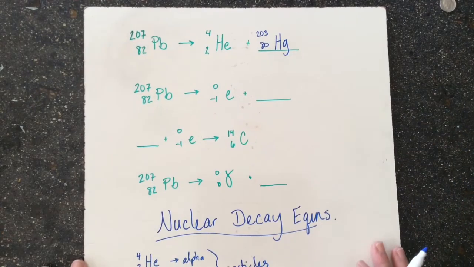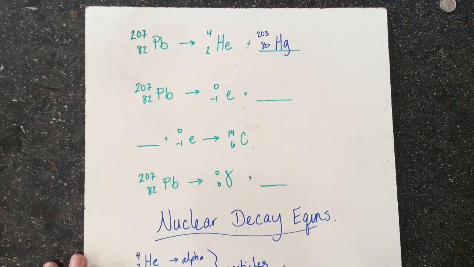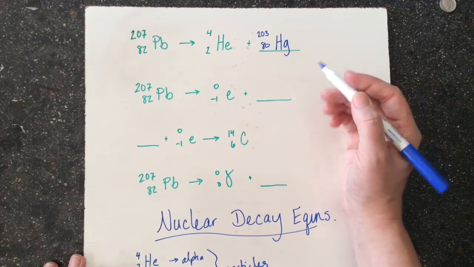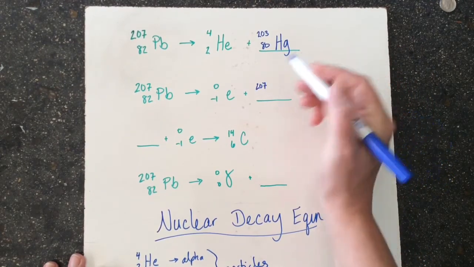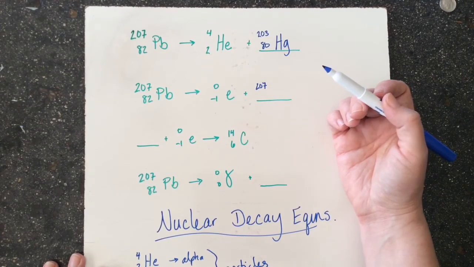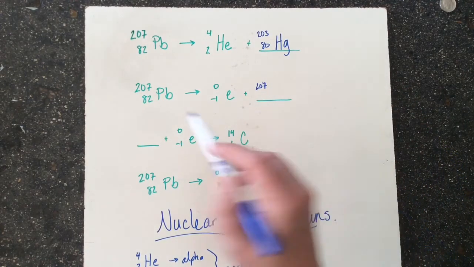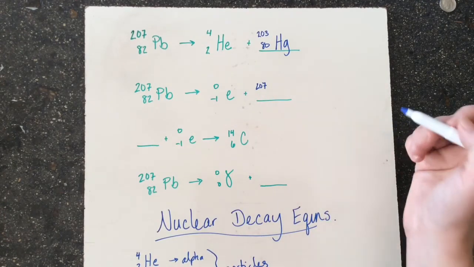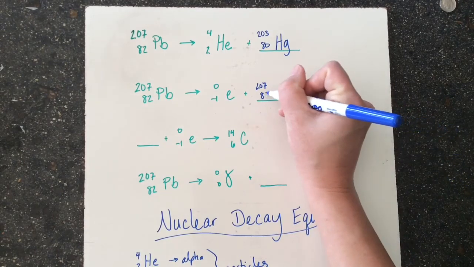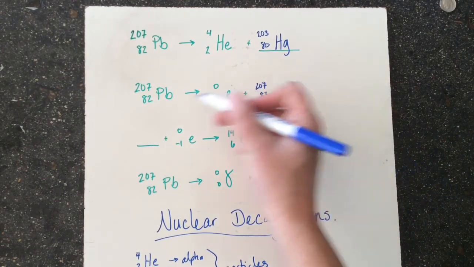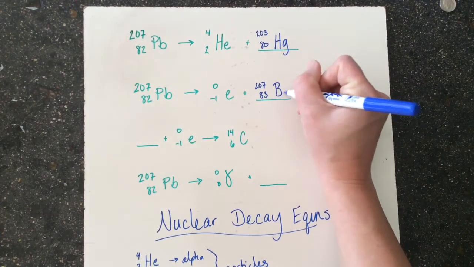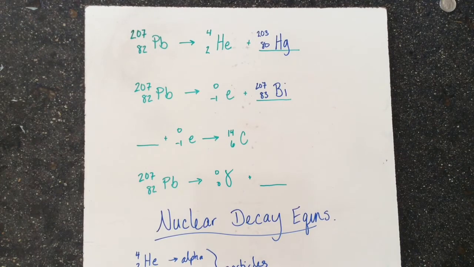The next one, we have the same thing. We're looking at lead with a mass of 207 again. This time it's going to go through beta emission. Same rules apply. The mass numbers at the top must be equal on either side of the arrow, which means this has to be 207 because the 0 is there for the beta emission. On the bottom, it has to add up to 82. If we have -1, what plus -1 equals 82? Wouldn't that be 83? Because 83 plus -1 gives you 82. Then again, we look at the periodic table, find the element symbol for number 83, and that is bismuth.